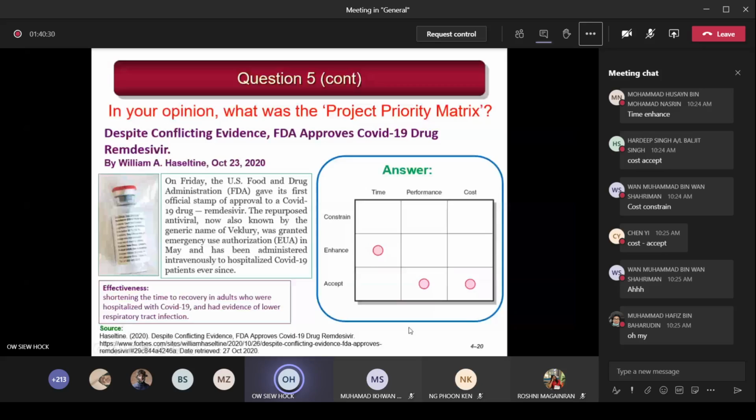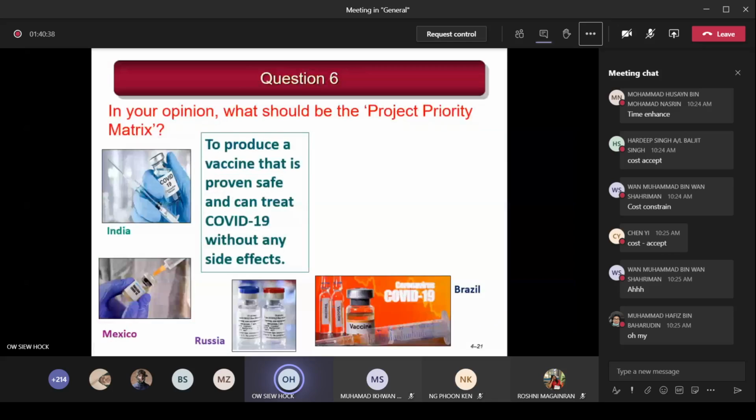Okay, next question. Let's say the production of this vaccine is really to produce a vaccine that is proven safe, with no side effect. Some vaccines people have tried to come out with now have a lot of side effects, with problems after patients take the drug. So if you really are going to produce a vaccine that is safe with no side effect, and that really can kill the virus, what do you think the project priority matrix should be?